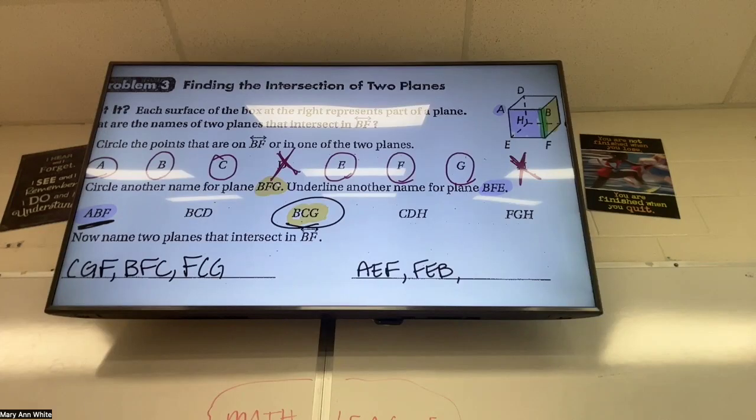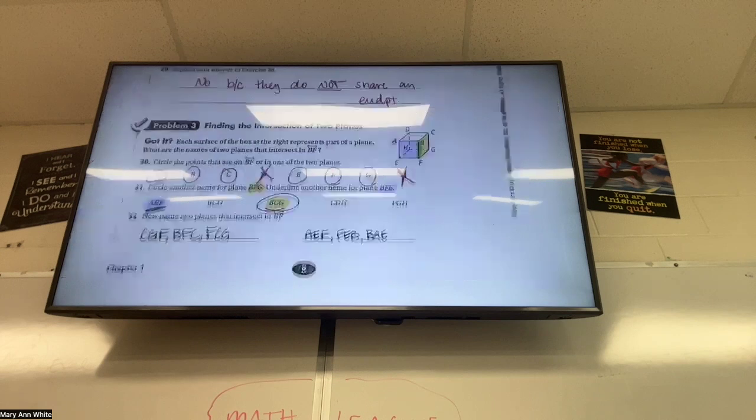One more for that purple plane. BAE. BAE, very good. Thanks. Plane BAG. Again, like I said, it's fun to spell words. So those are 5 different names that we just had for those 2 planes. So lots of different options, okay?